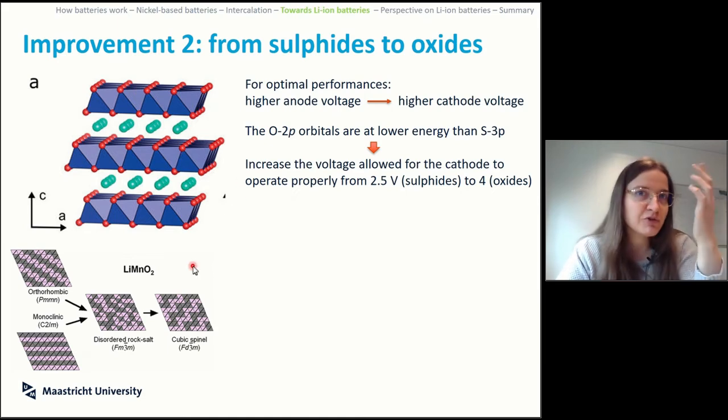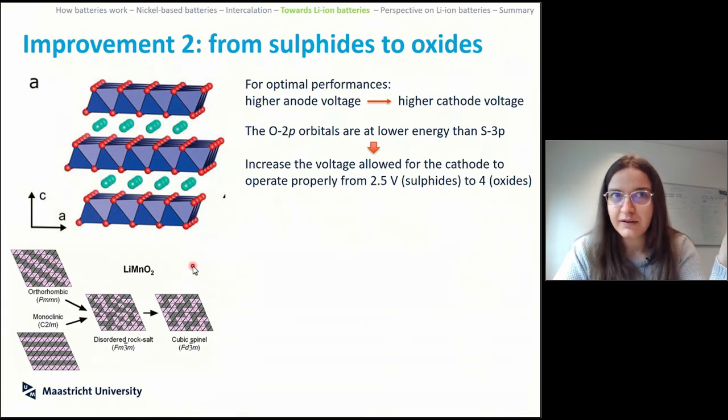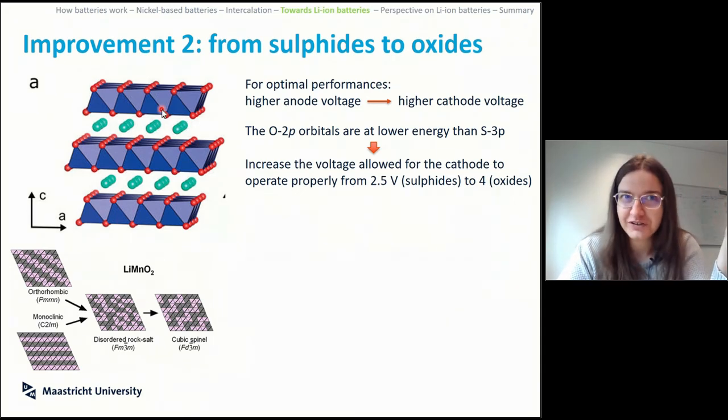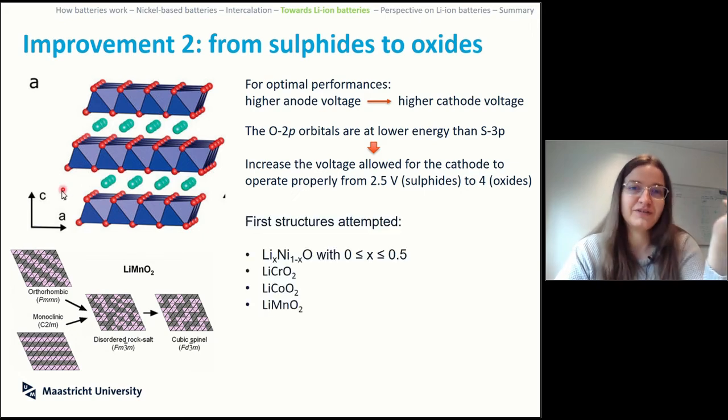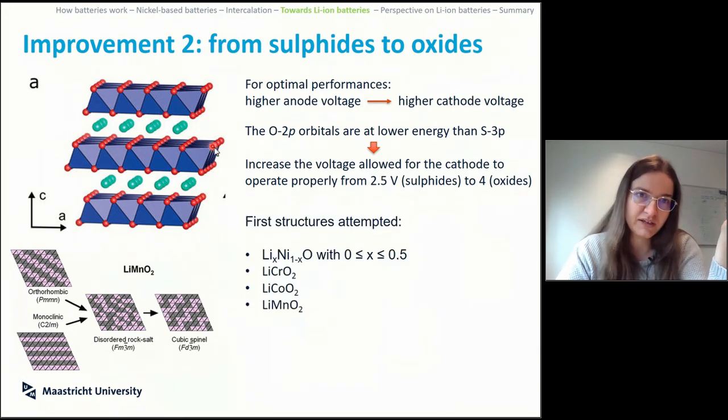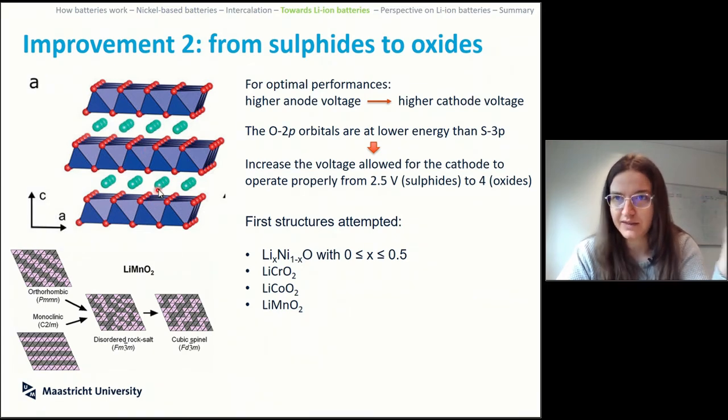But the improvement that was thought of here was, well, if you can put lithium directly inside, then this thing is your cathode in a fully discharged state, but it works if then you can push the lithium out. So these were the first structures attempted. In these blocks, you have either nickel octahedron, chromium, cobalt, or manganese octahedron, and in between you always have lithium.